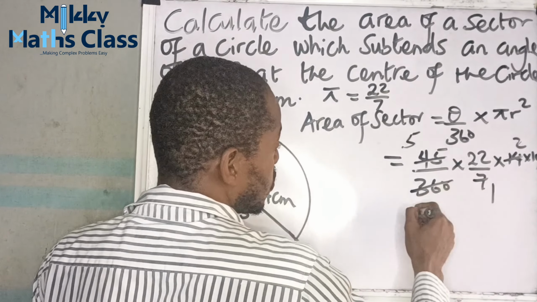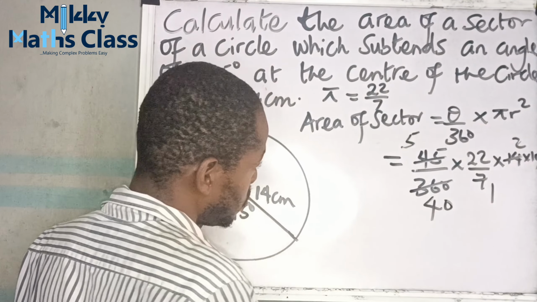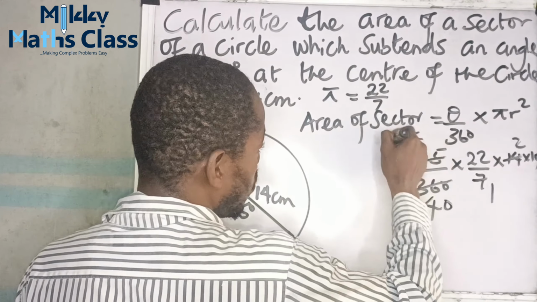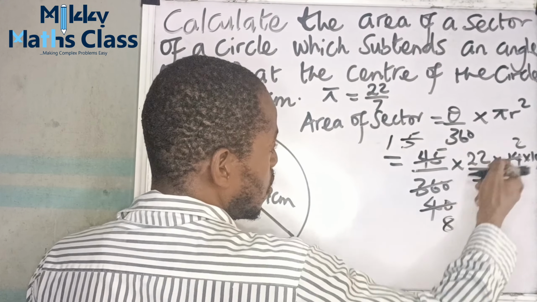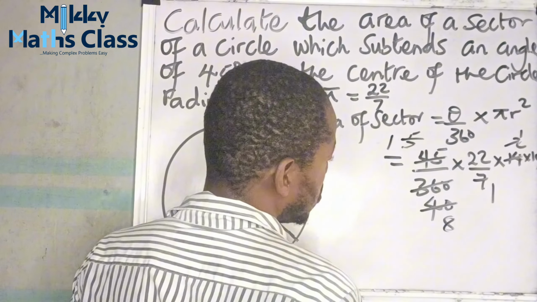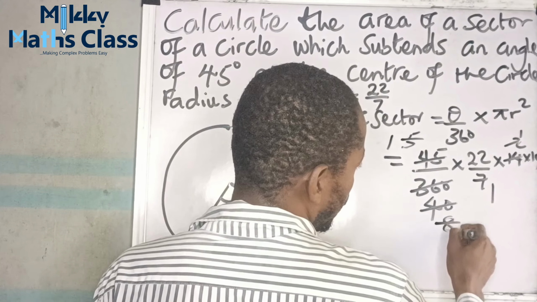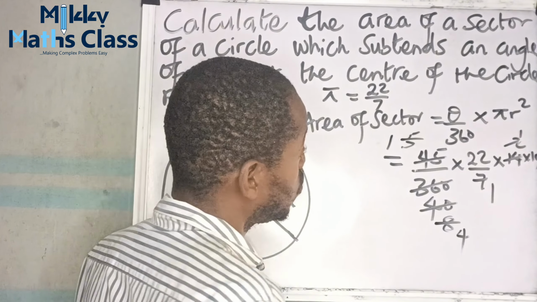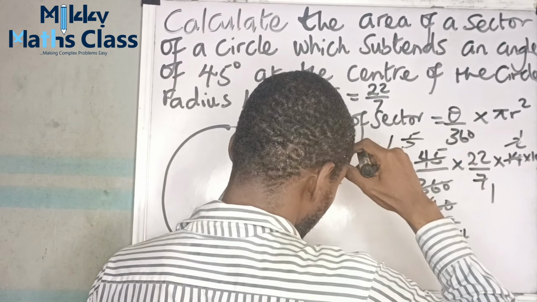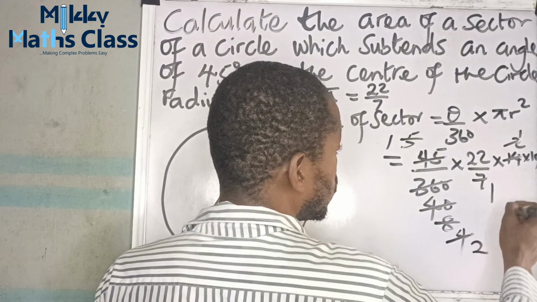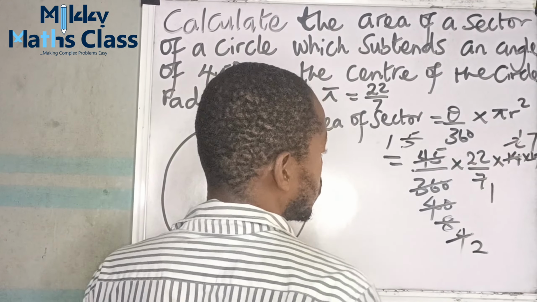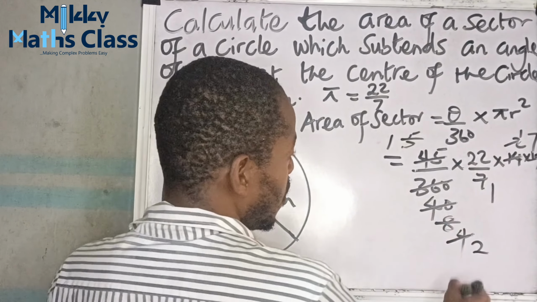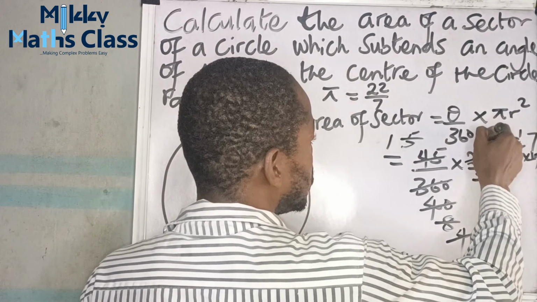9 in 360 is 40. We can use 5: 5 here 1, 5 here 8. We can use 2: 2 here 1, 2 here 4. We can still use 2 here in this 14. 2 in 4, 2 in 14, 7. We can use 2 in 11, 22: 2 here 1, 2 in 22, 11.